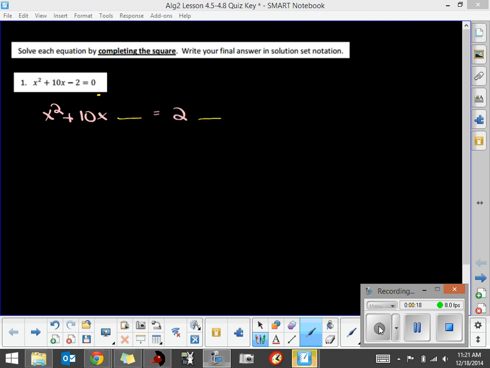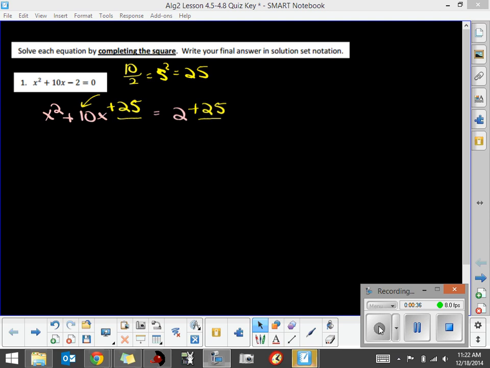So to complete the square, we take half of 10, and half of 10 is 5. So 10 divided by 2 is 5. Then we square it, which is 25. This is the number that we're going to add to both sides. Add 25 to keep it balanced. If I'm going to the other side of the equation, I add 25 to balance.